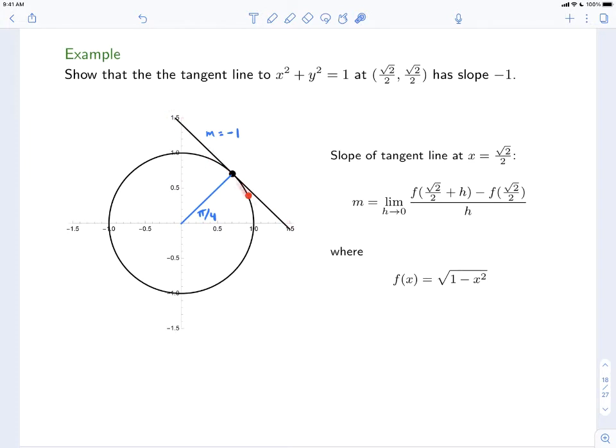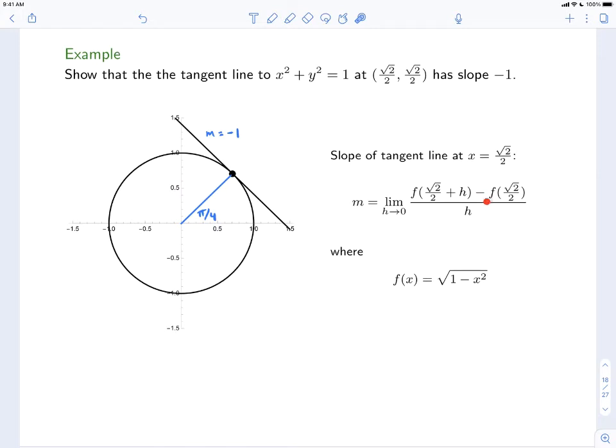We certainly don't find that surprising because of the symmetry of the circle. But we want to verify that it is in fact -1. We don't want to just say it looks like it's -1 from the picture. We want to show that it actually is. So how are we going to do this? Well, we want to find the slope of the tangent line when x is equal to the square root of 2 over 2. So m is going to be the slope of our tangent line, which is the limit as h goes to 0 of f at the x value plus h minus f at the x value divided by h.